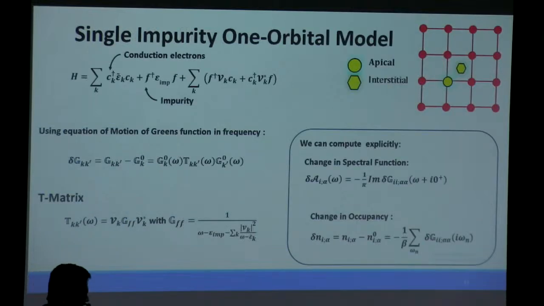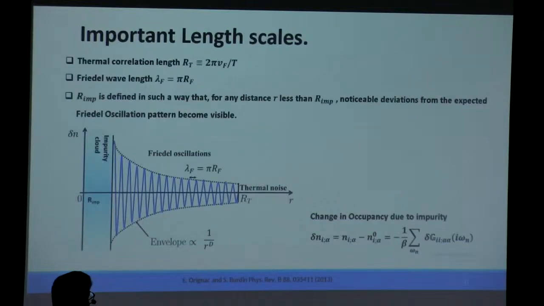So for example, we take a single impurity one orbital model. We have a Hamiltonian with a conduction part, an impurity, and the coupling between the impurity and the conduction part. And we have the site dependence, apical or interstitial impurity. Using the T matrix approach, as Andreas mentioned, which gives the Friedel oscillation, we can compute explicitly the change in spectral function as well as the change in occupancy. And we look at this change in occupancy, and we find that there is oscillatory motion. Fine. The oscillatory motion is here.